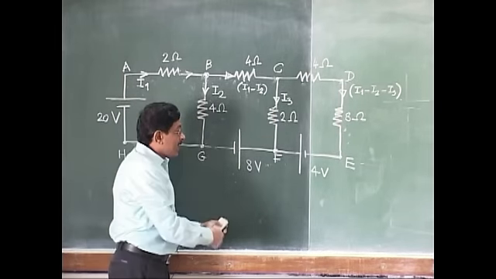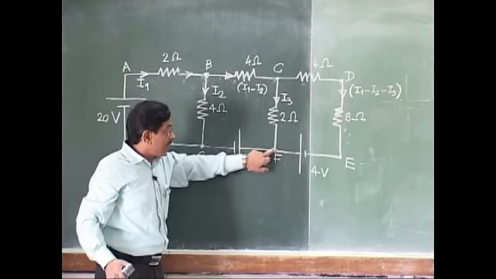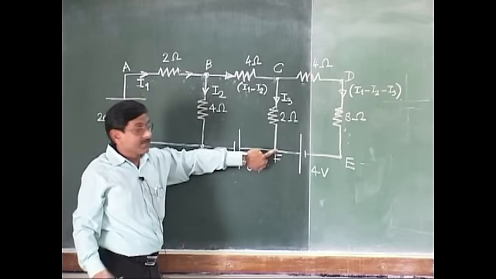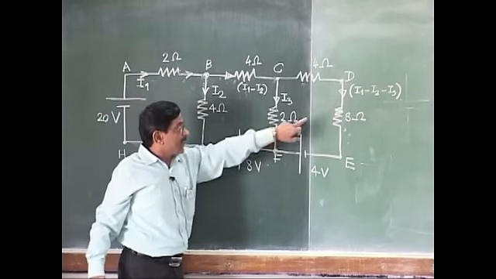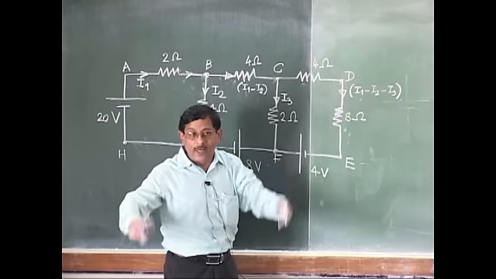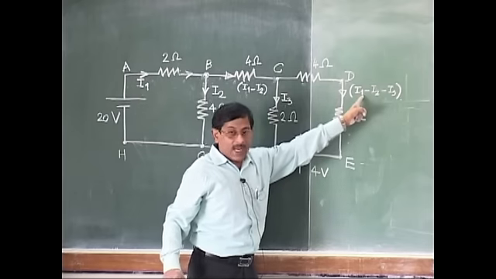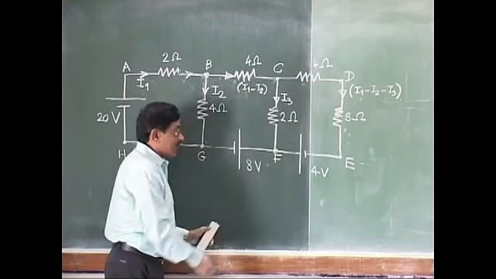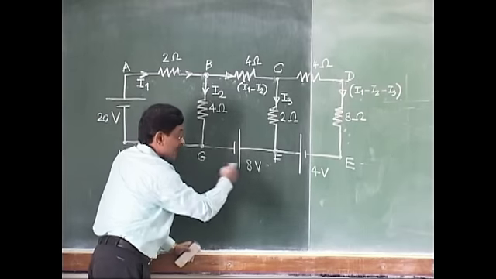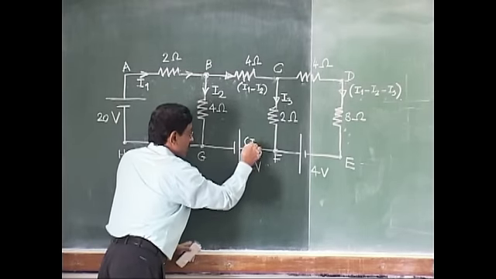I3. So here you will find, if you stand at node F, what is incoming? I3 is incoming, and this is also incoming: I1 minus I2 minus I3. So what should be outgoing? I3 will be cancelled, so I1 minus I2. And what should be its direction? Away from F. So here the current would be I1 minus I2.